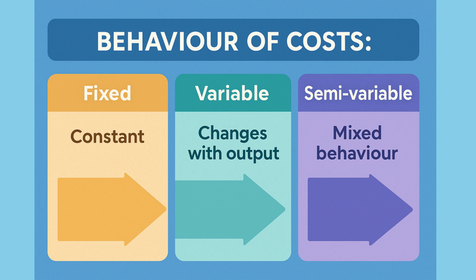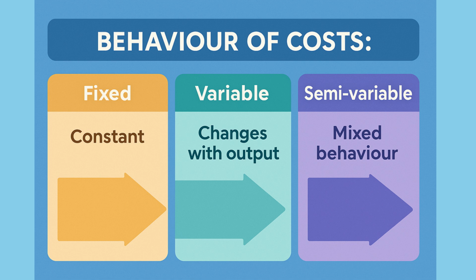Another common classification is by behavior, which means how a cost reacts to changes in activity level. We have fixed costs, which do not change with production volume. Example, building. Variable costs, which change directly with activity. Example, raw materials. Semi-variable costs, partly fixed and partly variable.